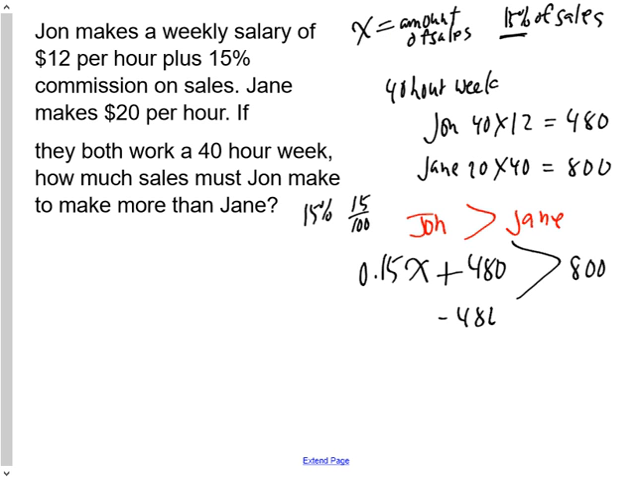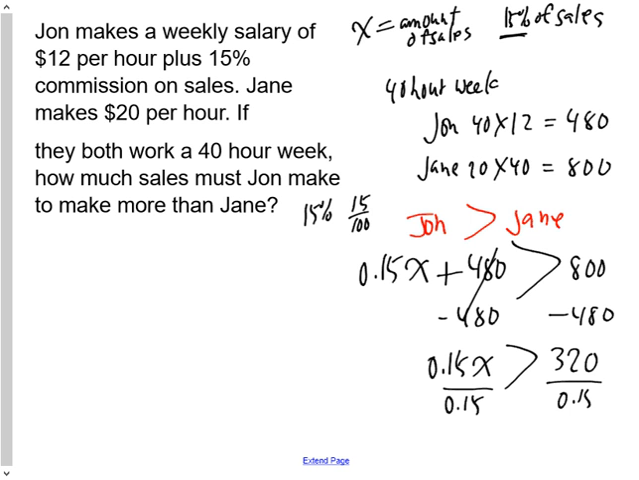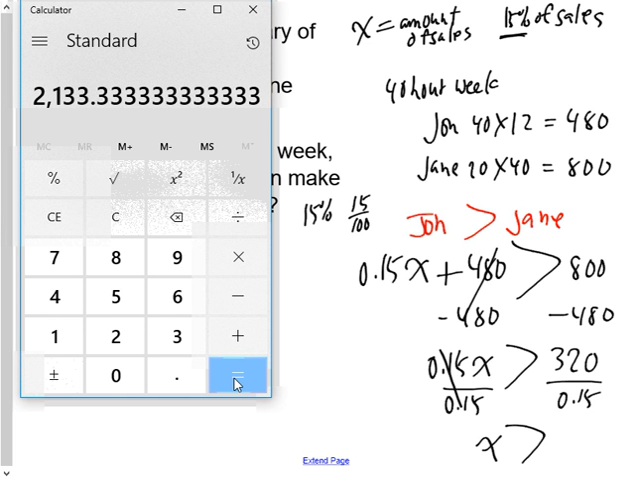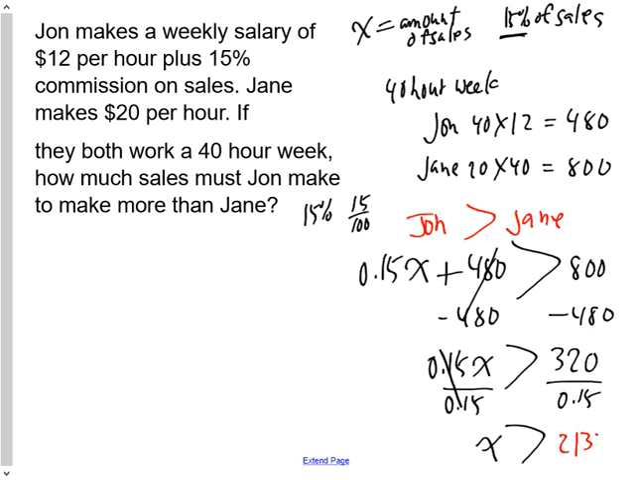So I'm going to subtract 480 from both sides. I'm getting 0.15x is greater than 320. Divide both sides by 0.15. And x must be greater than 320 divided by 0.15, $2,133.33.